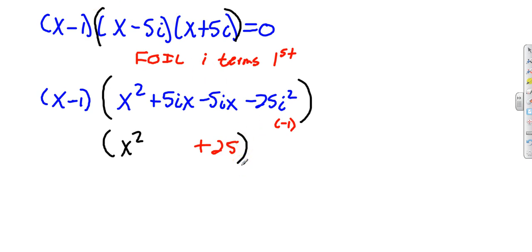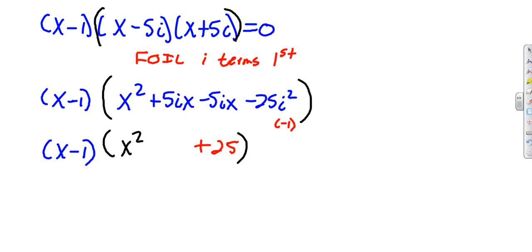Now, if you don't do the imaginary terms first, it's nowhere near as clean. Eventually you'll get the right answer, but it's going to be a lot messier before you get there. So when you're doing these problems, do the FOIL with the i terms first, and that way this always comes out to be x squared plus or minus some number. Most times it's going to be x squared plus some number.